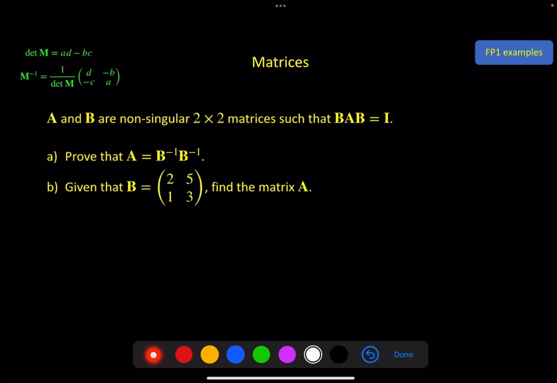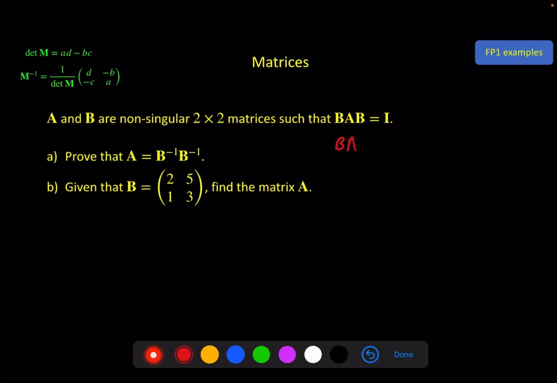Here is another example. A and B are non-singular 2x2 matrices such that AB is equal to the identity matrix. Prove that A equals inverse B times inverse B. This statement here, given that we don't know what A is and we don't know what B is until part b, is all about matrix algebra. It's not always easy to know where to start, but in this case I'm going to start with what they've given me here and see if I can isolate A.